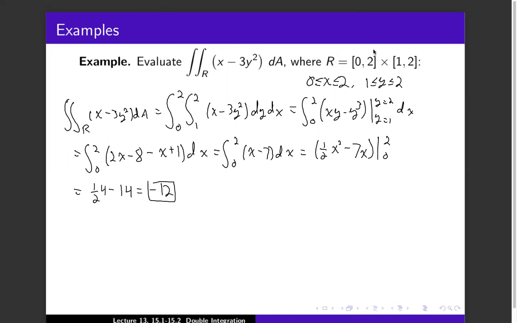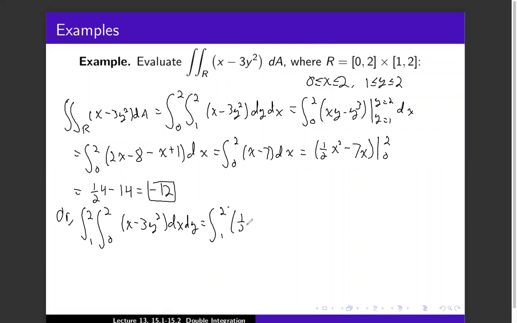All right. Now, I didn't have to do it this way. You can do it in the opposite direction as well, and it'll give you the exact same thing. You can write this as the integral from 1 to 2, integral 0 to 2 of x minus 3y squared dA. One thing I really shouldn't do is write dA in that case, because it's not clear which direction is which. So that would be dx dy. So you're integrating with respect to x first.